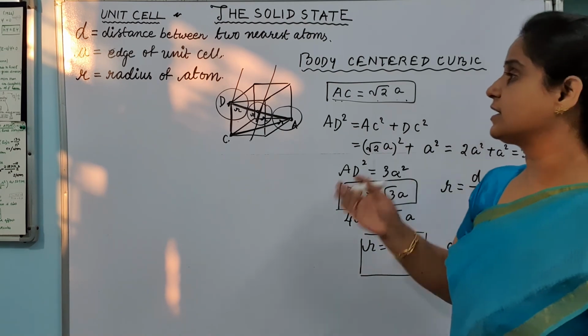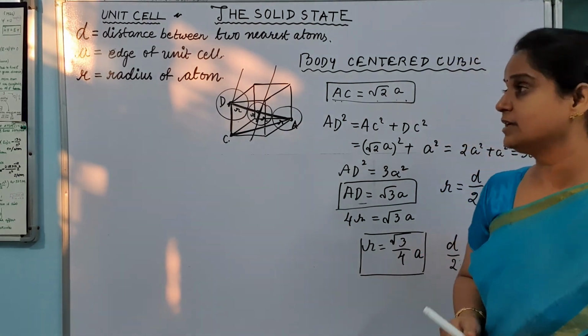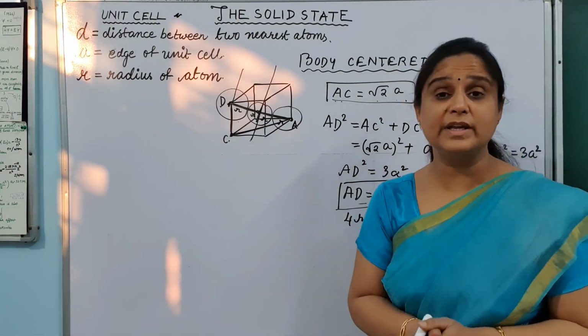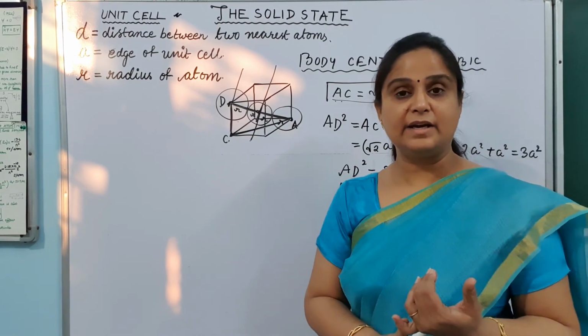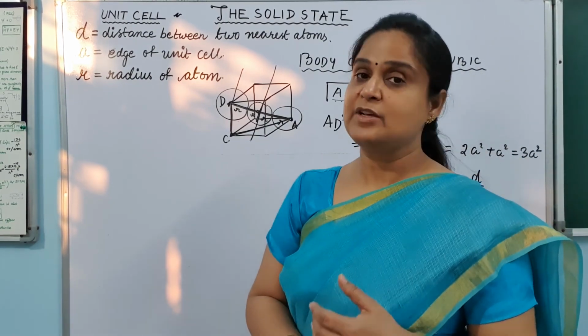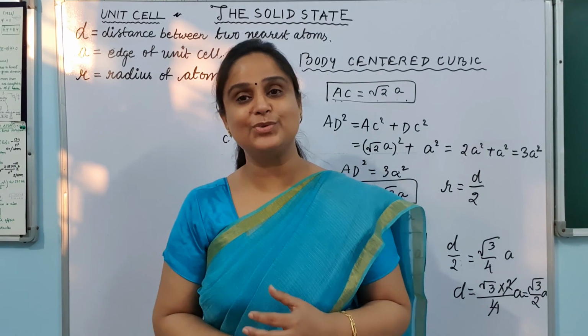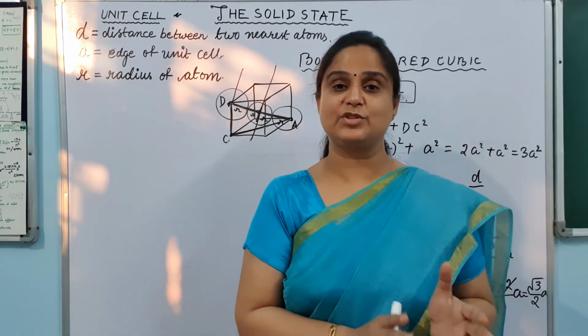So this way we can calculate the relationship between A, D and R for the various kinds of unit cell: FCC, BCC and simple cubic. I hope this video will be helpful for you to understand how this has to be derived.